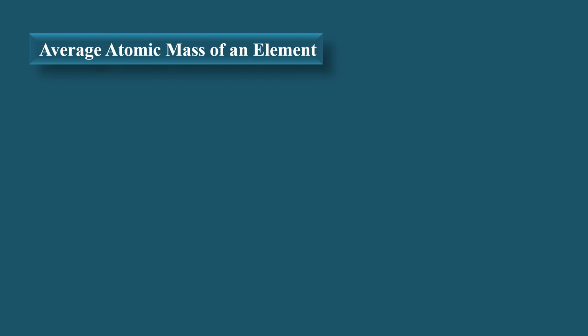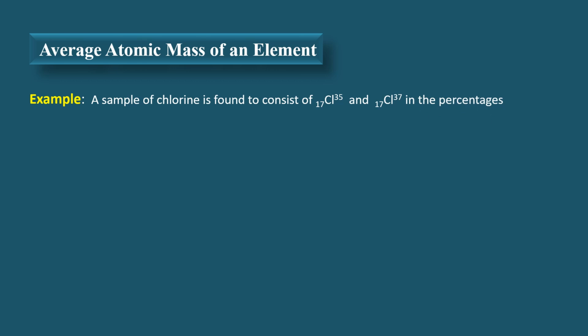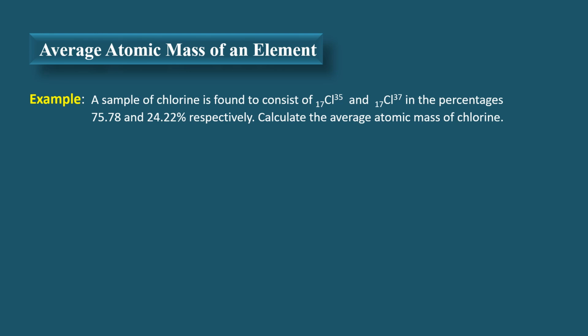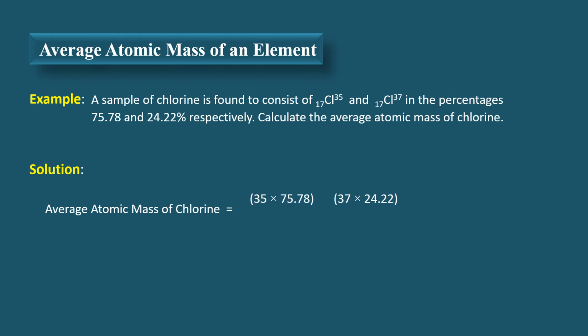How do we find the average atomic mass of an element? This is explained with the help of an example. A sample of chlorine is found to consist of Cl35 and Cl37 in the percentages 75.78 and 24.22% respectively. Calculate the average atomic mass of chlorine. To solve this problem, first multiply the mass of each isotope of chlorine by its abundance and then add the resulting quantities. And finally, divide the sum by 100 to get 35.48 AMU, which is rounded off to 35.5 AMU.